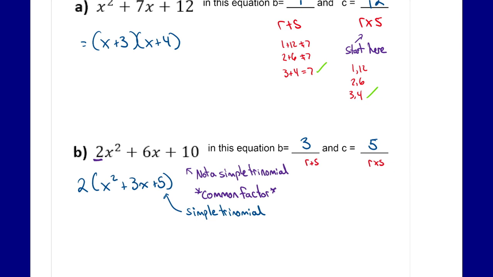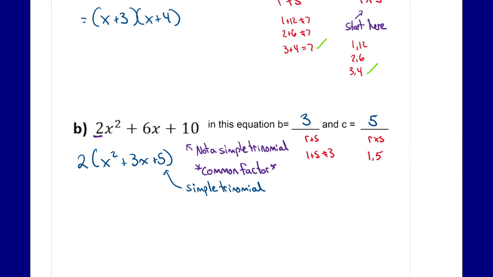The only numbers that multiply to 5 are 1 and 5. There are no other numbers, and 1 plus 5 does not equal 3. So what this means is that we can't factor. There are no numbers that multiply to 5 and add to 3. We can't factor any further.